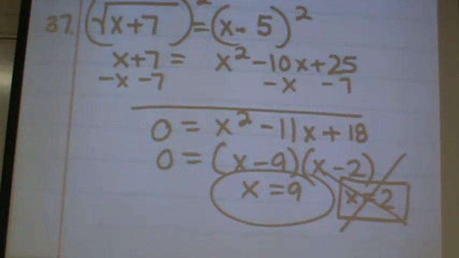We can skip 39 and we can do 41. I'm sorry, we're not doing 41. We're stopping at 39. Now we're going to go to 49. We're going to do question 49.